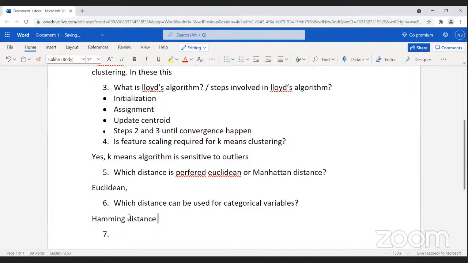This will be used for calculating the distance for categorical variables. How do we calculate it? If we have two categorical variables and they are the same, like A and A, the same category, then the distance is zero. If they are different, A and B, then it counts as one. In categorical variables we will not have numerical values, right? So we use this type of distance. I think you are clear. I will go to the next question.